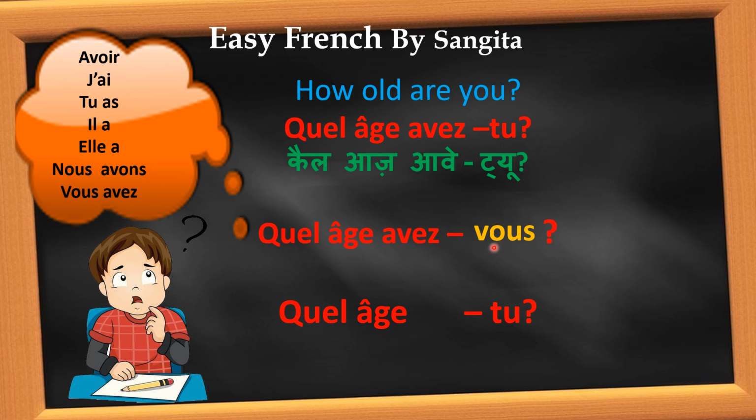This is formal. Now, the second way is quel âge and tu. So put the conjugation of verb avoir in the tu form. So tu as. You put the conjugation of avoir in the tu form. Quel âge as-tu? Same question, how old are you? But this is informal. Okay. Now let's see the next slide.